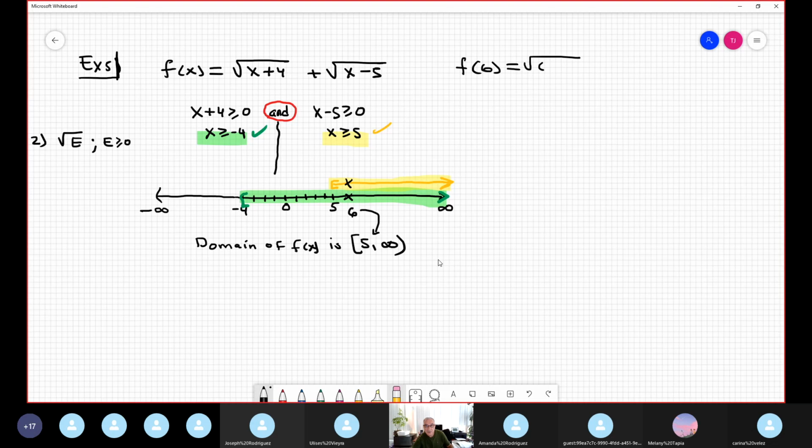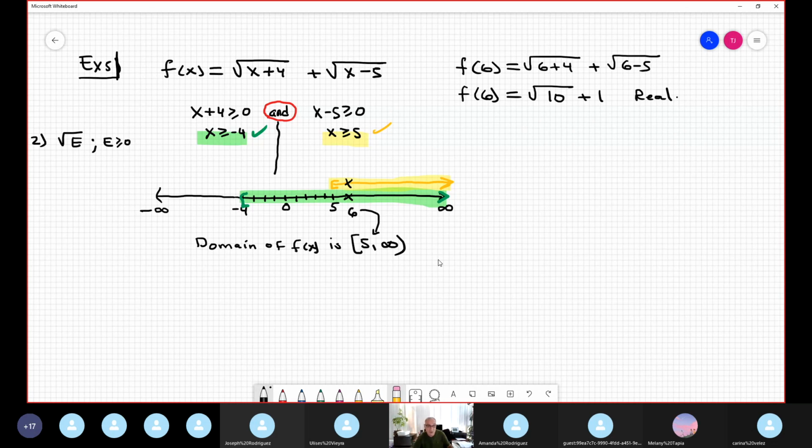This is square root of 6 plus 4, which is 10, and square root of 6 minus 5. This is square root of 10, which is a real number. And this is 6 minus 5, which is 1, and the square root is 1. It's real. Perfect. No problem, no undefined, no imaginary, no division by 0.